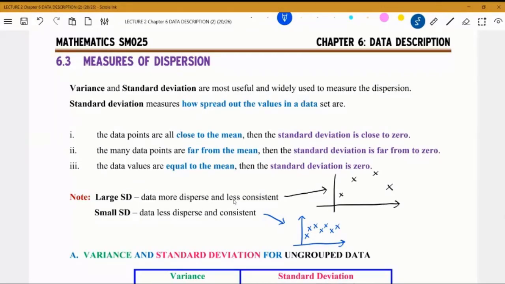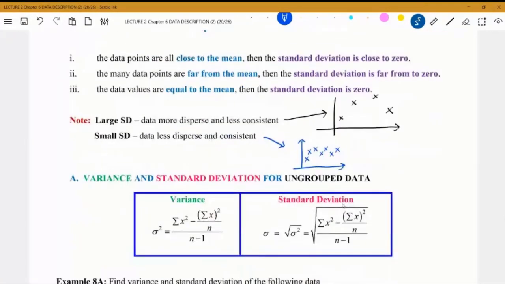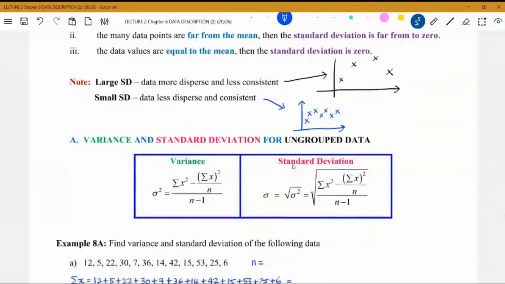To find variance and standard deviation for ungrouped data, you need to find summation x and summation x squared, and also the n value. The variance formula is summation x squared minus summation x, squared, divided by n, and the whole thing divided by n minus 1. For the standard deviation, you have to square root the variance. So we will get the standard deviation.